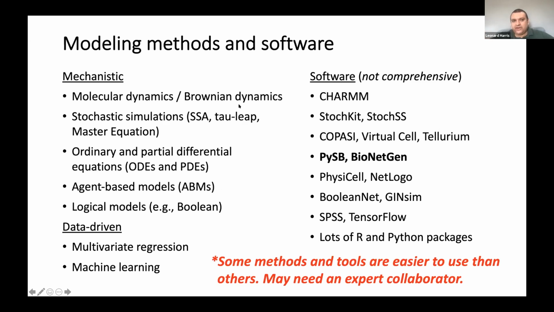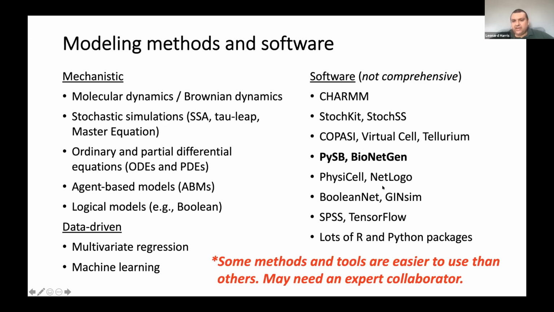In terms of software, for molecular dynamics, a very popular tool used for biological applications is CHARMM. There are some stochastic simulation software toolkits out there, StochKit and StochSS, the Stochastic Simulation Service. Also some well-known simulation tools: COPASI, the Virtual Cell, and Tellurium. There's a type of kinetic modeling that Alex and I are very familiar with, and Alex's tutorial is going to use software called PySB. Also a related tool called BioNetGen, which is part of PySB and which I have worked on in the past.